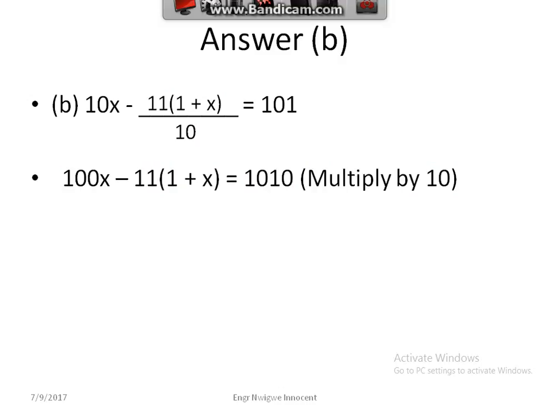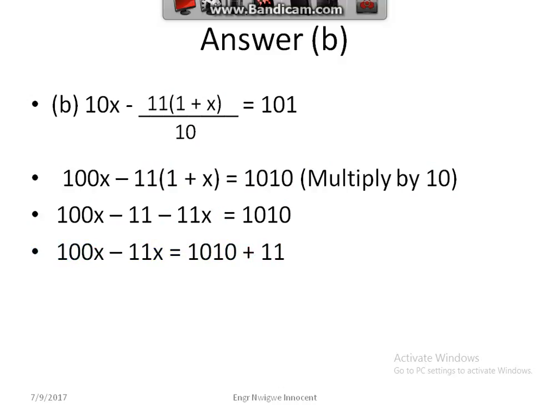Then if you open brackets, we now have 100s minus 11s equals 1010. If you collect like terms together and take the known figures to the right hand side, we have 10s minus 11s, which equals 110 plus 11. Then if you solve for s, we now have 1101 in base 2.